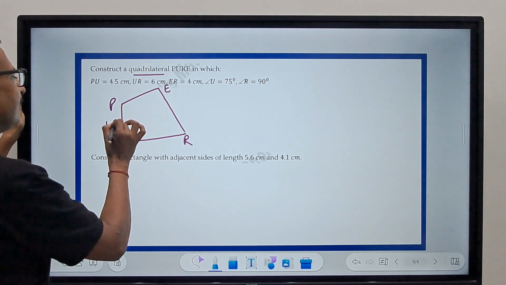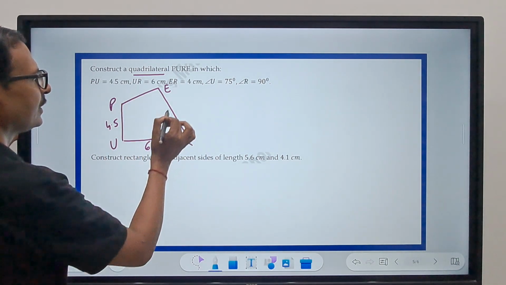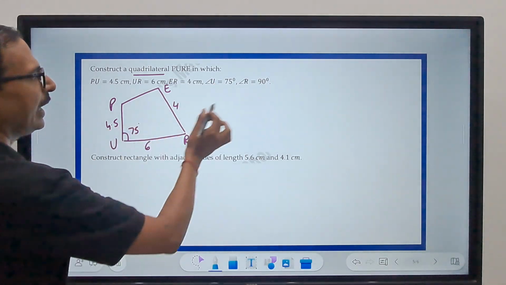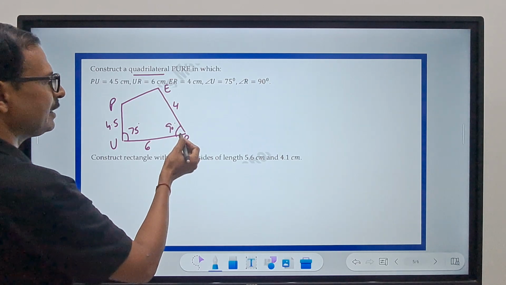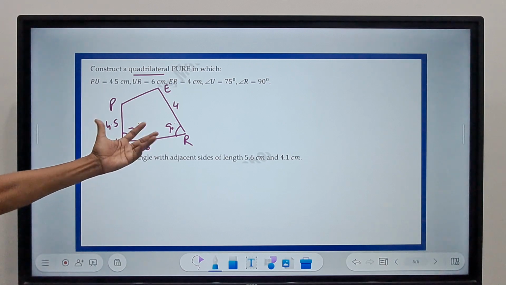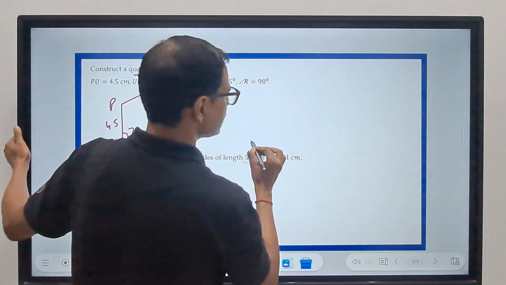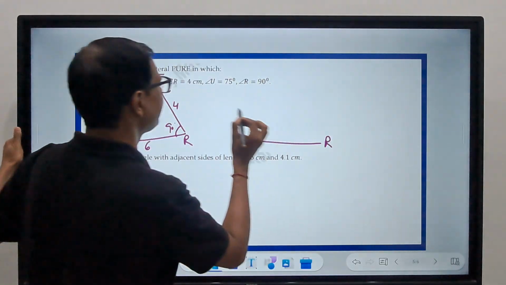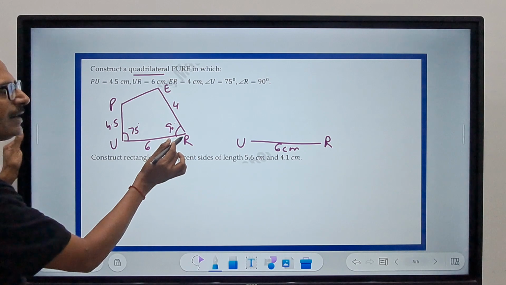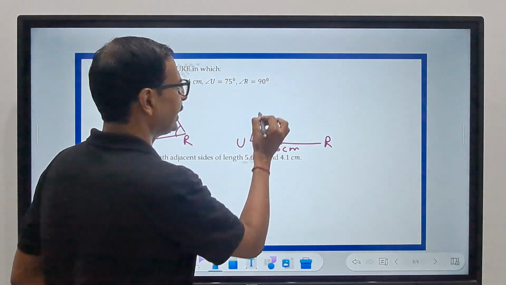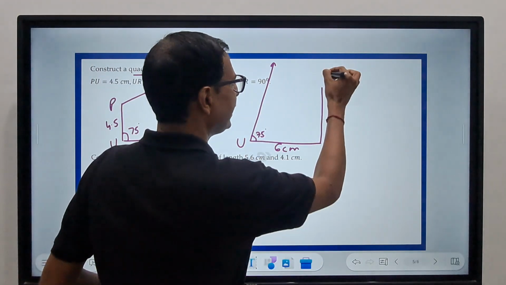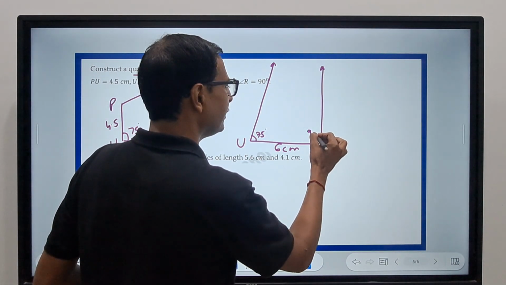Let's see what is given. PU is 4.5, UR is 6, ER is 4, angle U is 75 degree, and angle R is 90 degree. It doesn't look like 90, but it's a schematic diagram. Okay, right. This seems to be very easy. Let's draw UR first. So if I draw UR, which is given in the question as 6 centimeter, now I know angle U is 75 and angle R is 90, right? So here I will draw an angle of 75 degree, and here I will draw an angle of 90 degree.